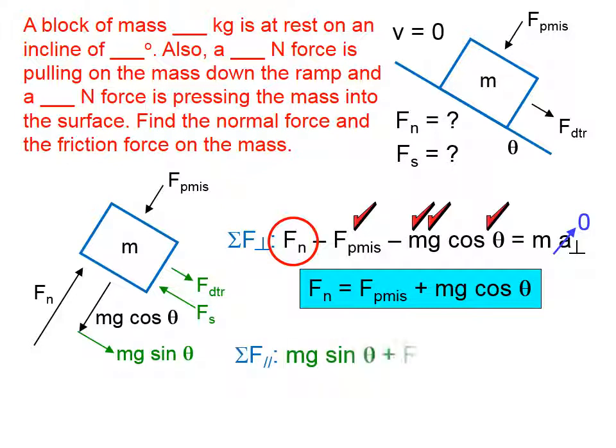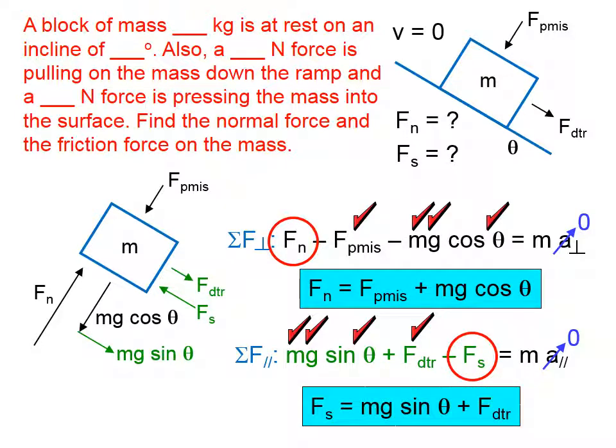Now let's look in the other direction. If we sum the forces parallel to the surface, and I choose down the plane to be positive, then I've got mg sine theta plus the force down the ramp minus friction, because friction goes the other way, and that equals the mass times the acceleration parallel to the surface. Again, this mass is at rest, so it's not accelerating, so the right side turns into 0, and I should be able to solve that for the friction force. We're given the mass, we know g, we know the angle theta, and we know the force down the ramp, and if we do a little algebra, there's our static friction force.